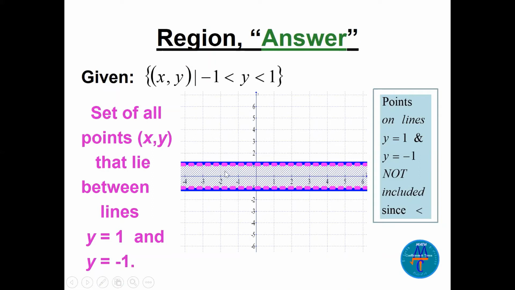Now let's describe the region. Set of all points, x, y, that lie between the lines y equals 1, this is y equals 1, y equals minus 1. So this is a line, this is a line, all the points between, that's a region. So it will extend to plus infinity and also on the left to minus infinity.